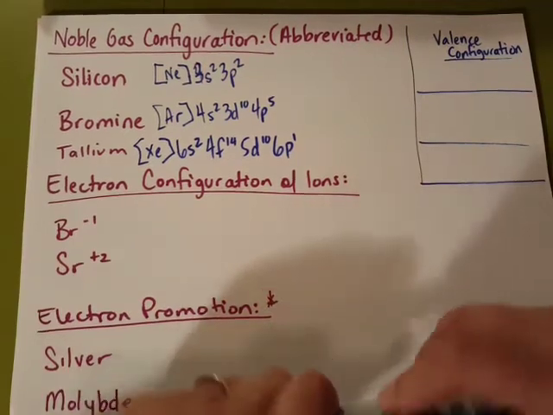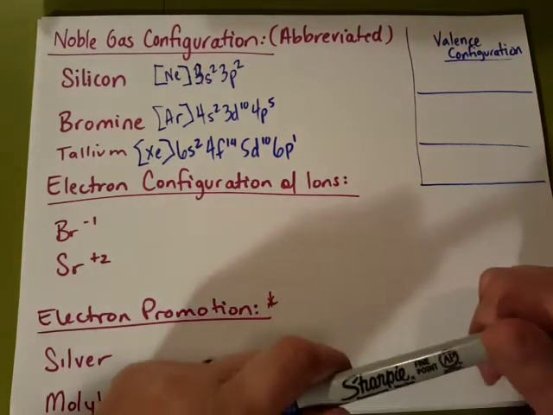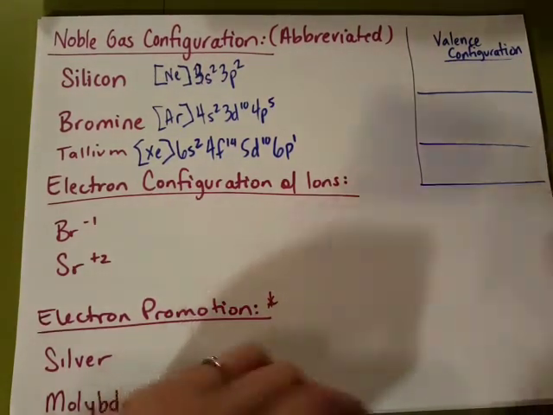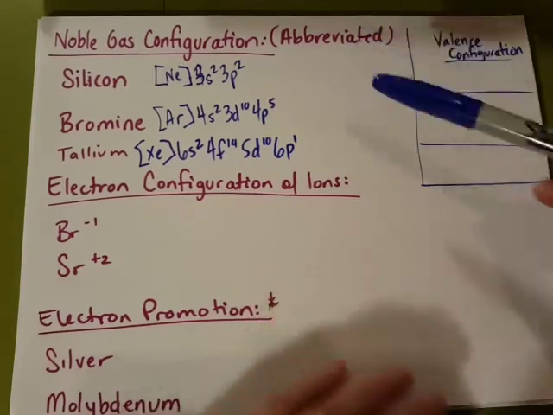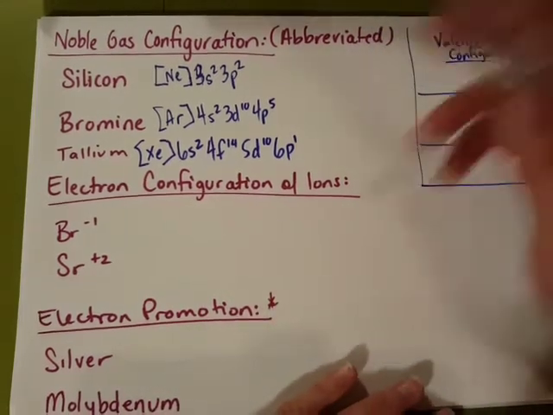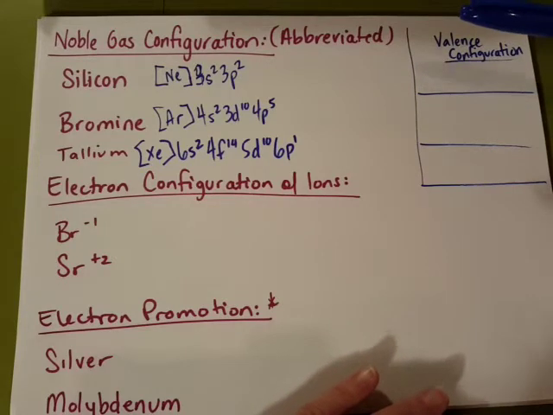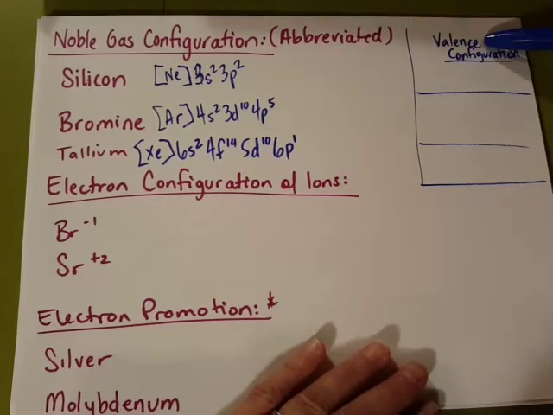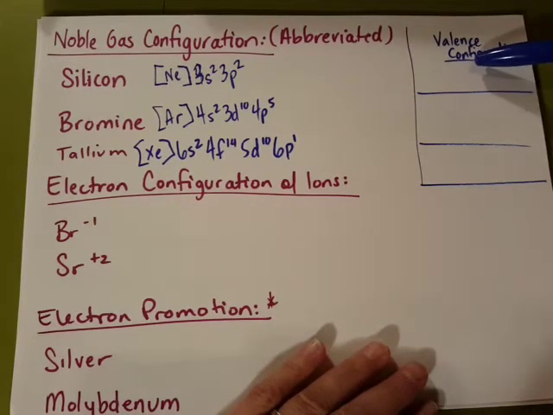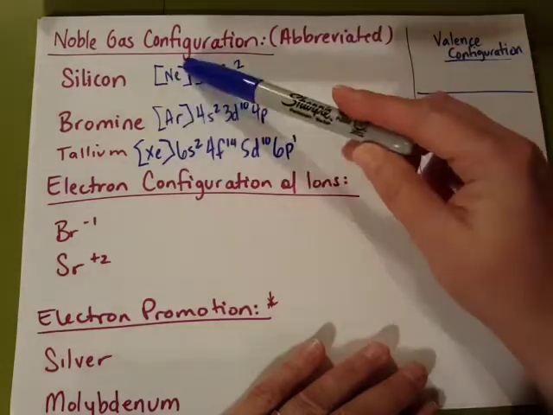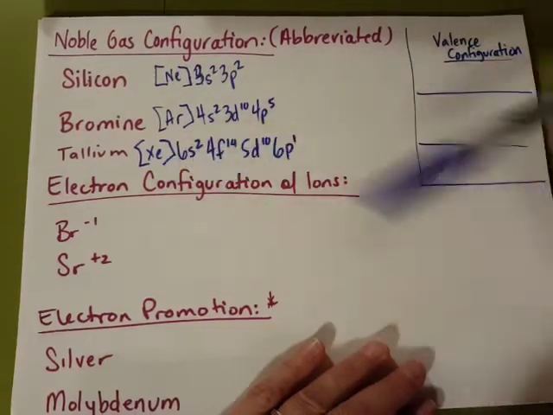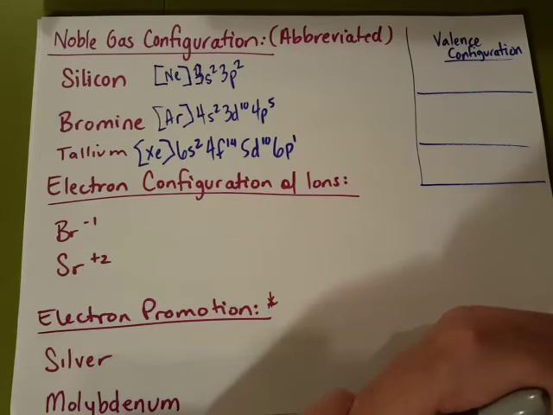One other thing we can talk about is, if you ever hear the term abbreviated electron configuration, that's the same as noble gas configuration. But the valence configuration is not the abbreviated. Valence configuration does not show the noble gases. It just shows the electrons in the highest energy level.